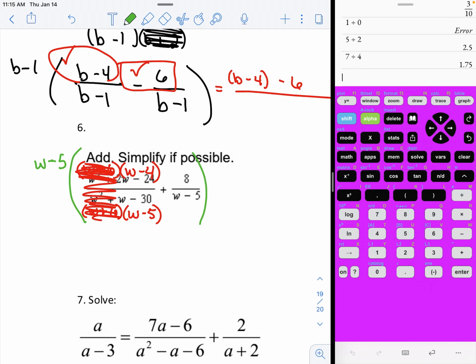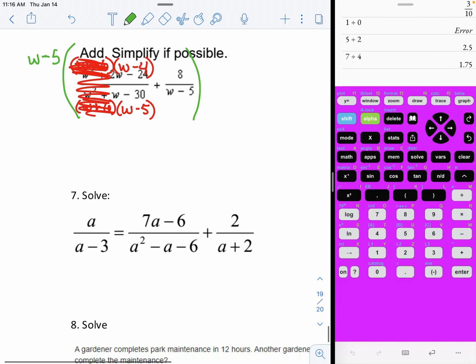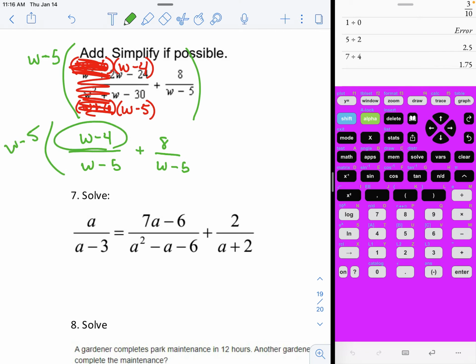And now we are on the bubble step. So I could have rewritten this because it is getting a little messy, isn't it? I'm going to rewrite it. W minus 4 over W minus 5 plus 8 over W minus 5. So remember the common denominator was W minus 5. That has a W minus 5. That has a W minus 5.